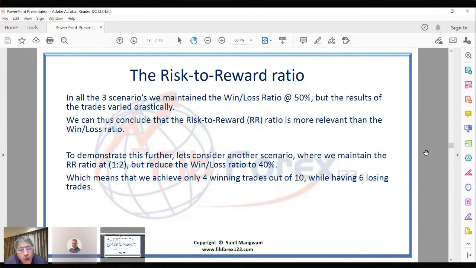Right. So now in all these three scenarios, what we did, we maintained the win loss ratio at 50%, but the results varied drastically.